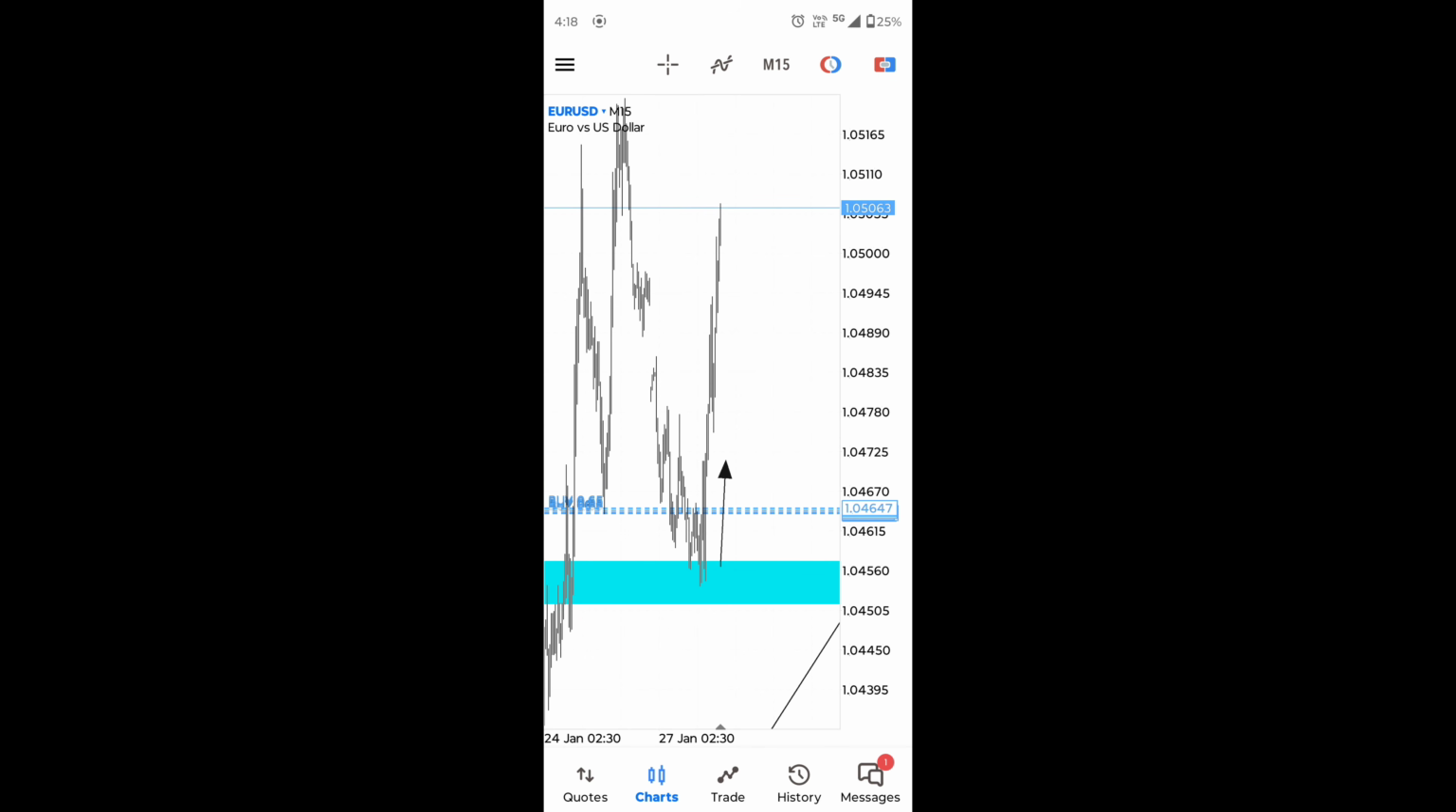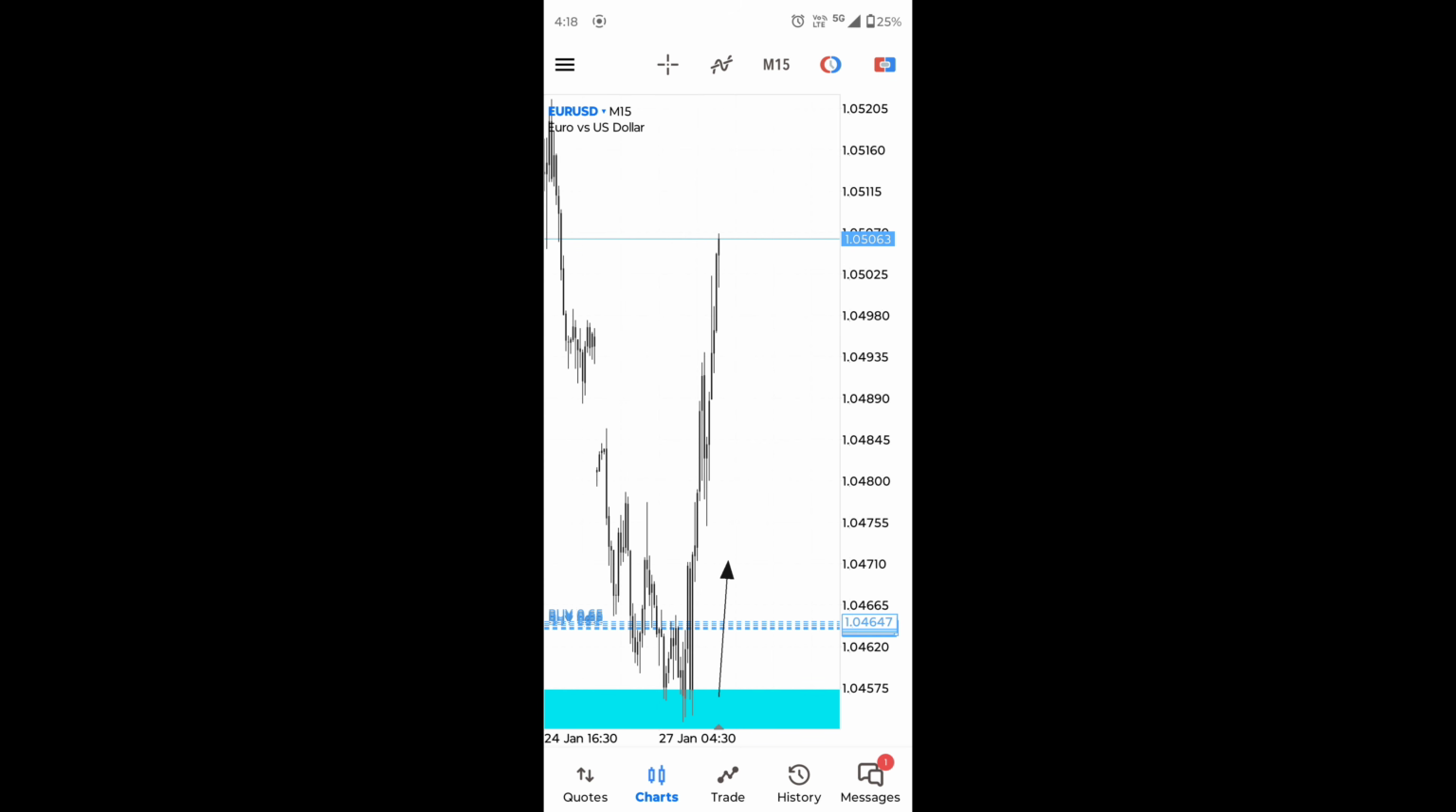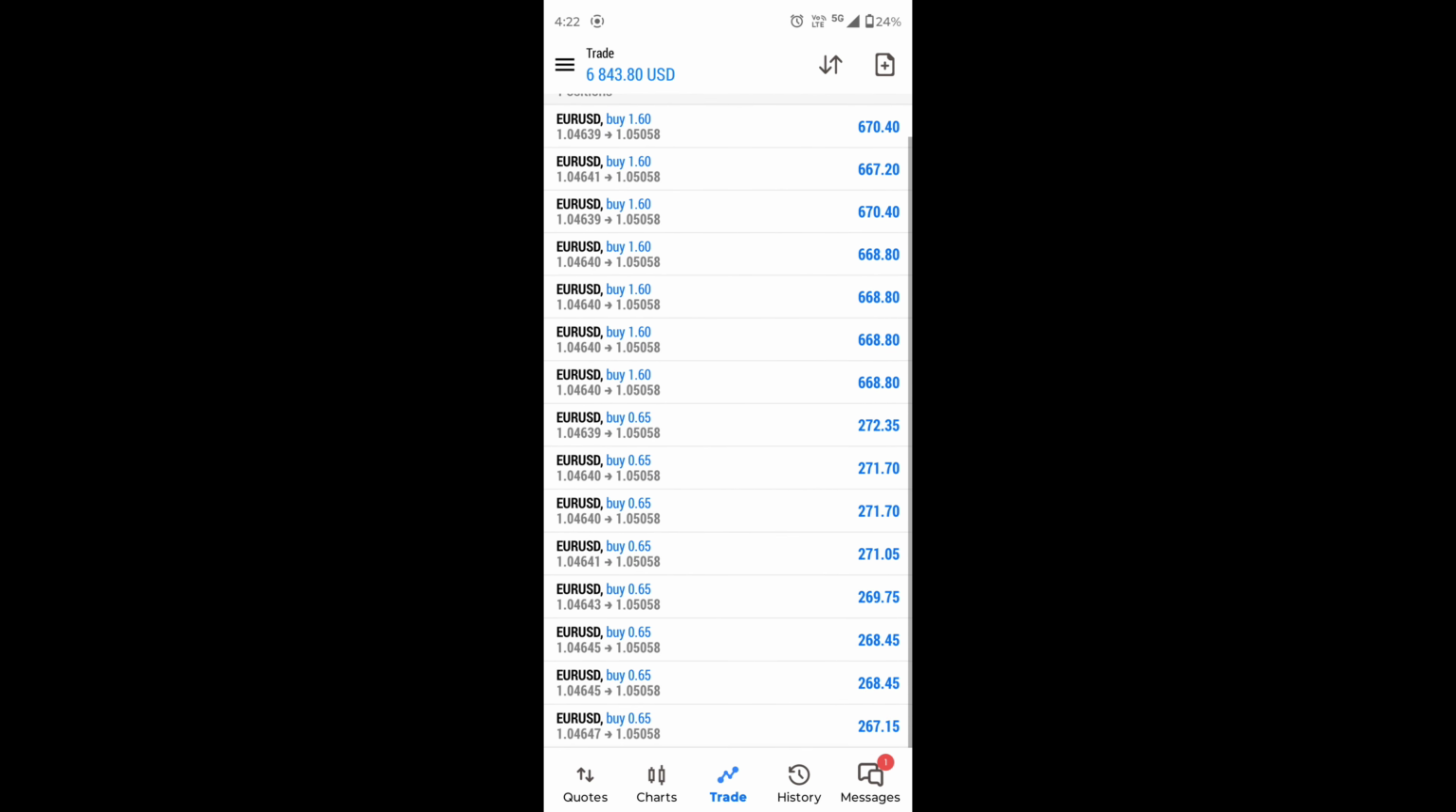Guys, it is very difficult to predict this move. Our analysis worked very well here. Our entry was at the right place, due to which our target was achieved quickly. Now we close the trade.